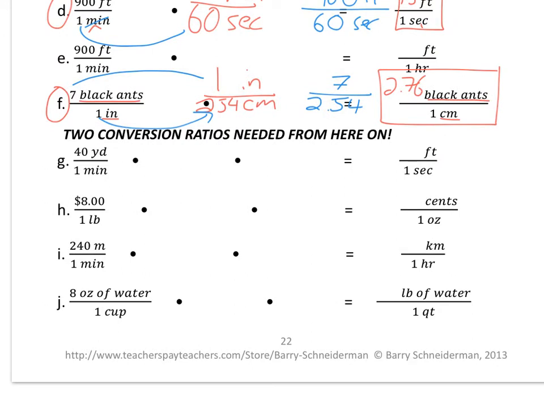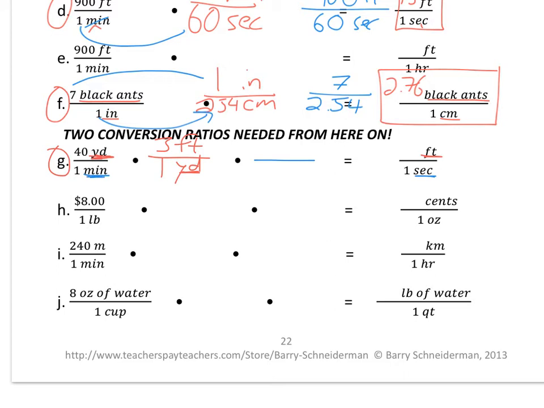The next one I want to try is G. This time I have to go from yards to feet and from minutes to seconds. That's why they leave me 2 spaces here and here for my conversion ratios. The first one is yards to feet, and I'm going to need yards on the bottom and feet on the top so that I can cross out my yards here and my yards here. Well, I know that there are 3 feet in every yard.